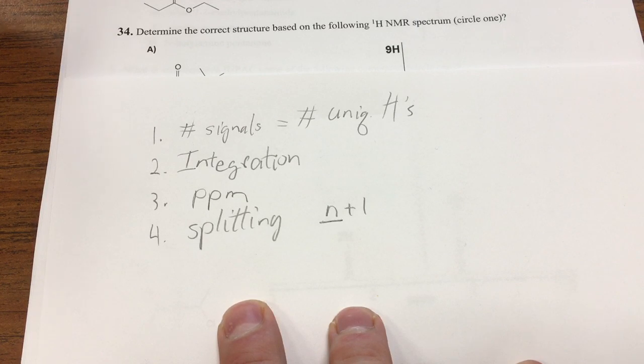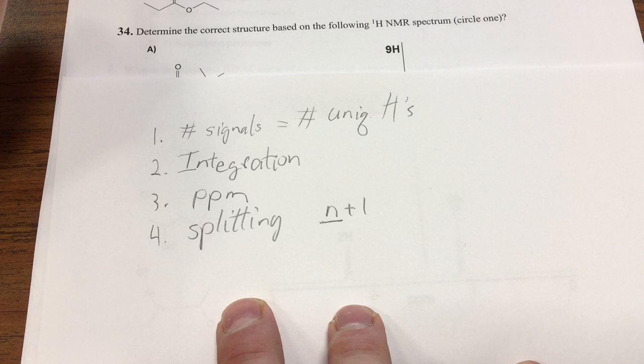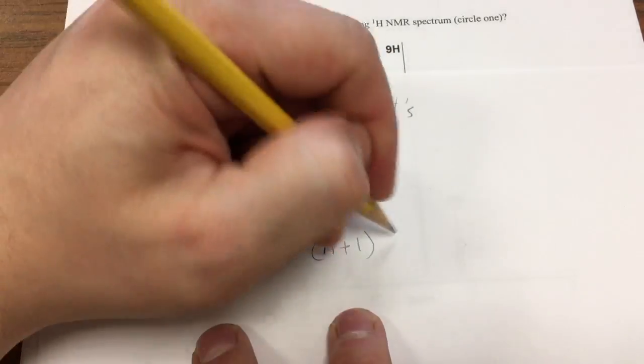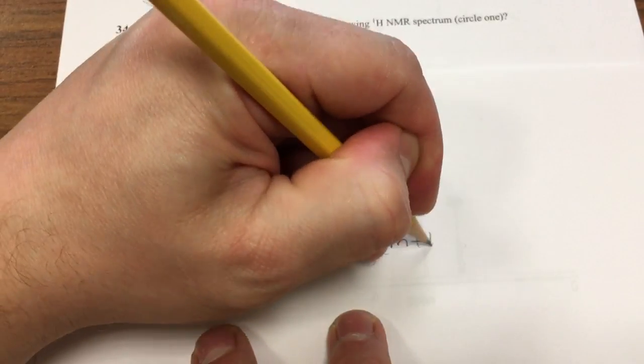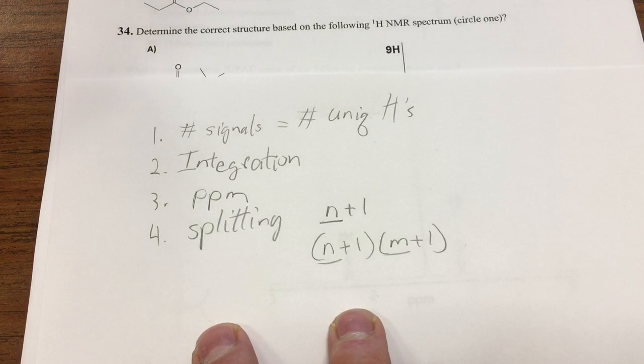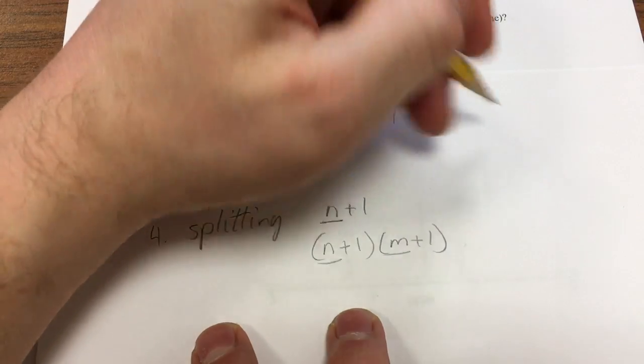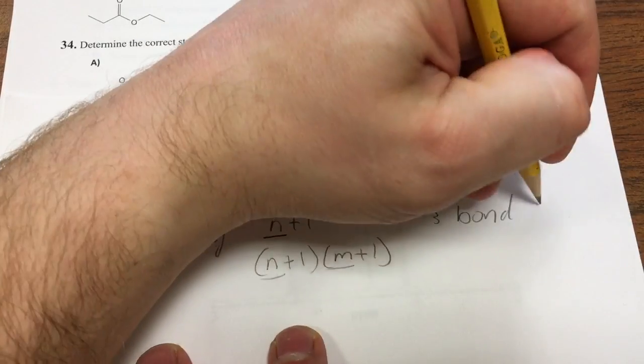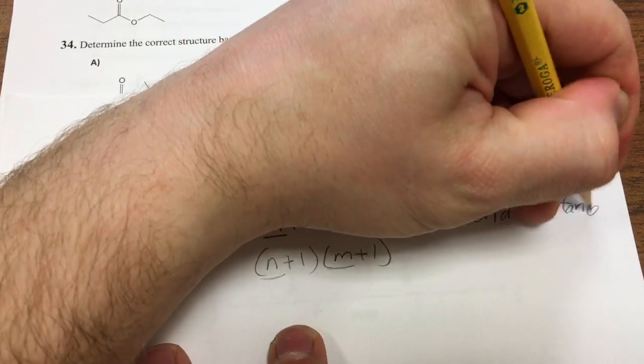N is the number of hydrogens that are adjacent, in other words, right next to the hydrogens giving off the signal. In some complex cases, the rule is n+1 times m+1, where m and n are 2 different types of adjacent hydrogens. Now, adjacent technically means usually within a 3 bond distance from each other.